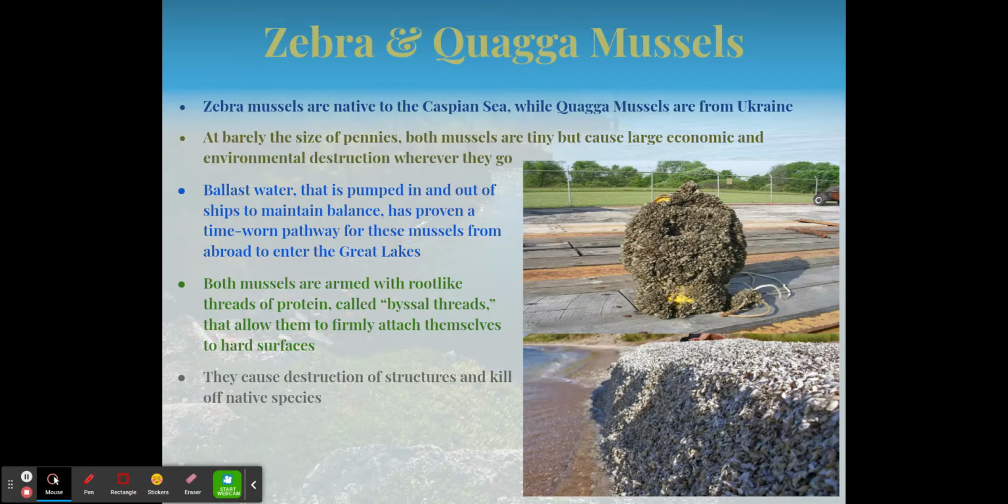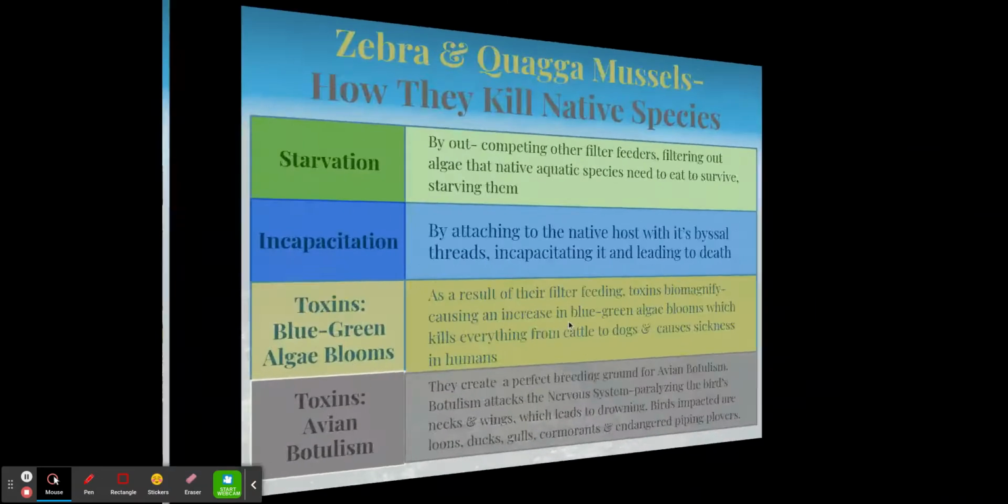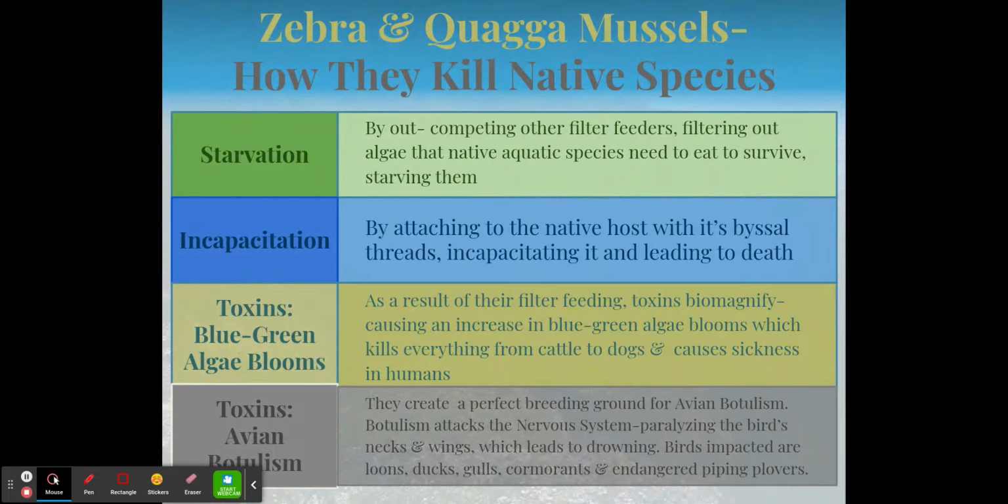So they have root-like threads of protein called byssal threads that allow them to attach themselves to hard surfaces. So they attach themselves to structures and also to native species. So how do they kill the native species? So starvation. They outcompete other filter feeders, filtering out algae that native aquatic species need to survive. So that starves them. Incapacitation. They attach to the host with their byssal threads, incapacitating it and leading to death of that native animal.